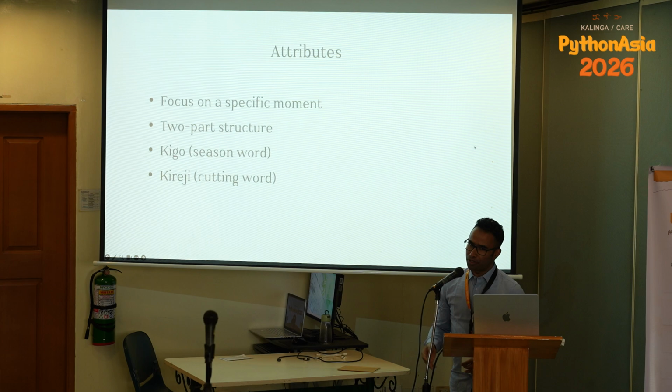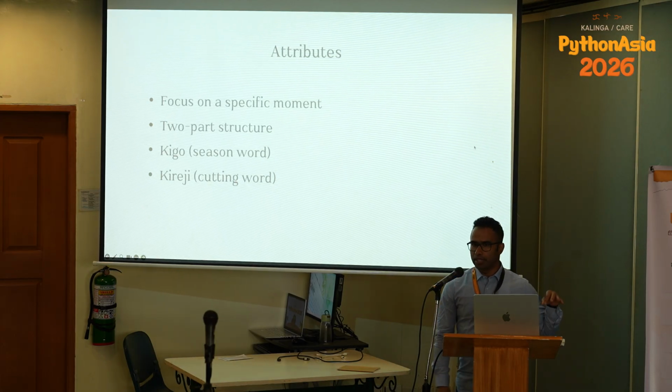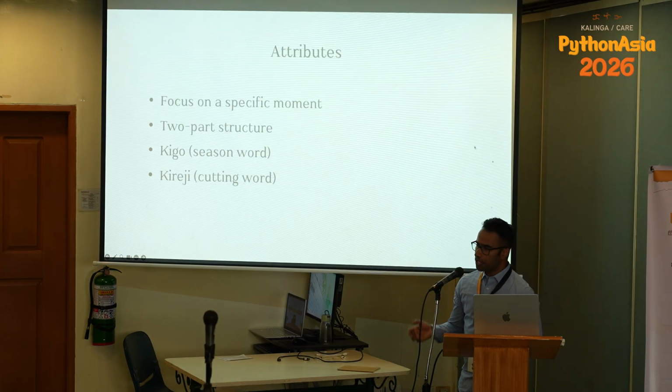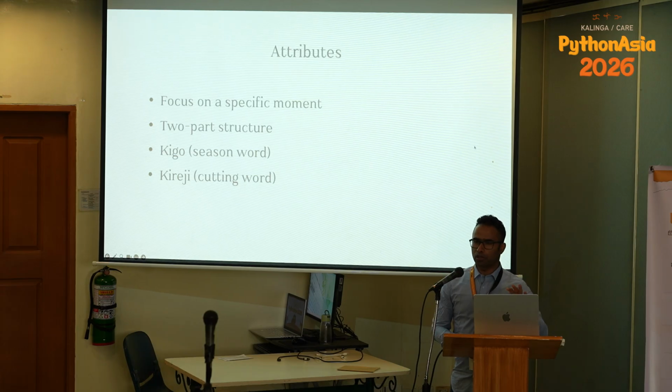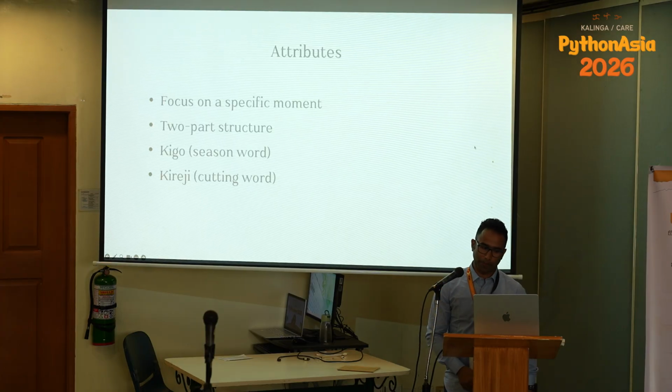So far we explored 4 different haiku poems by 4 different great Japanese haiku masters. So what are the attributes in these poems that make these poems haiku? One of the attributes is the focus on a specific moment. For example, in the first poem, the poet is focusing on the specific moment when the frog jumps into the water and creates a splash type of sound.